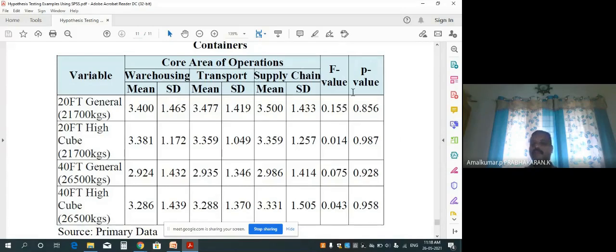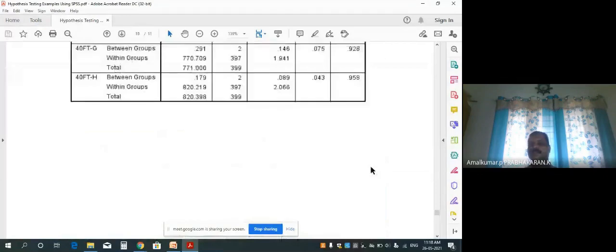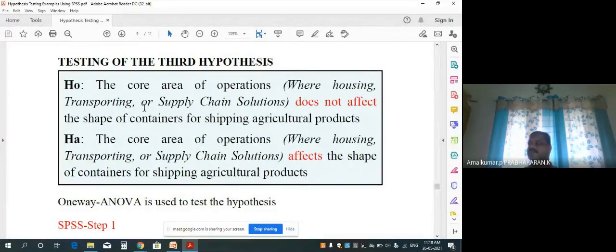Here we can see that all the P values are greater than 0.05. That means in case of all the different shapes of containers, based on the core area of operations, there is no significant difference among these three core area operating companies. Based on that, the researcher failed to reject the null hypothesis. The null hypothesis is that the core area of operation, whether warehousing, transporting, or supply chain solution, does not affect the shape of containers for shipping agricultural products. Finally, the researcher accepts the null and rejects the alternative hypothesis. This is the situation.